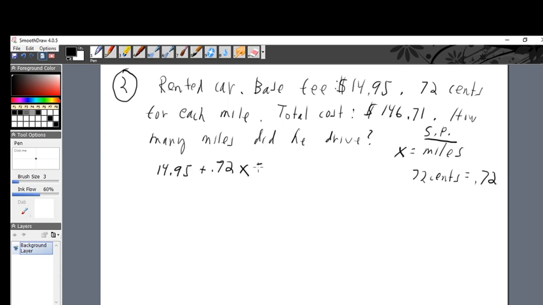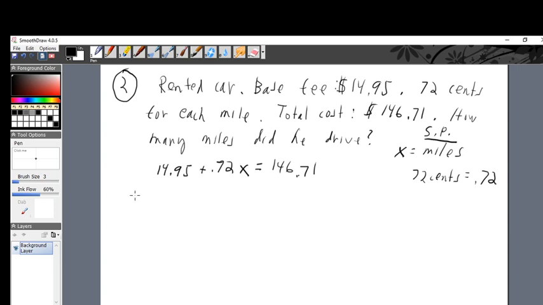Now, how much was this person's total cost? It turned out to be 146.71, and there's our equation. That tells the whole story: the base fee, 72 cents every mile, and this was the total cost. And now, what do they want to know? How many miles did he drive? x equals miles. Let's go find x.